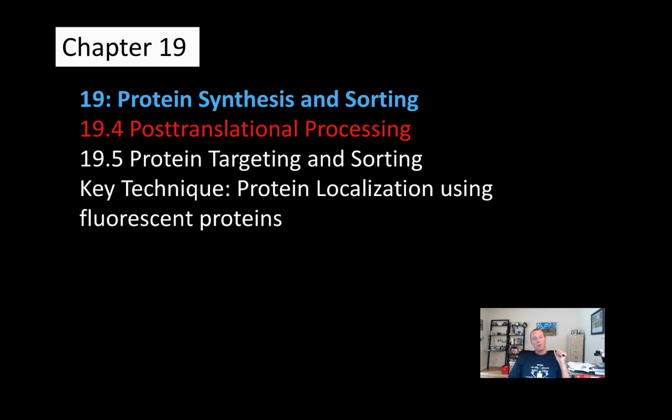So that's a little bit about post-translational processing. We'll leave it there, and then we'll get into protein targeting and sorting in our next video.